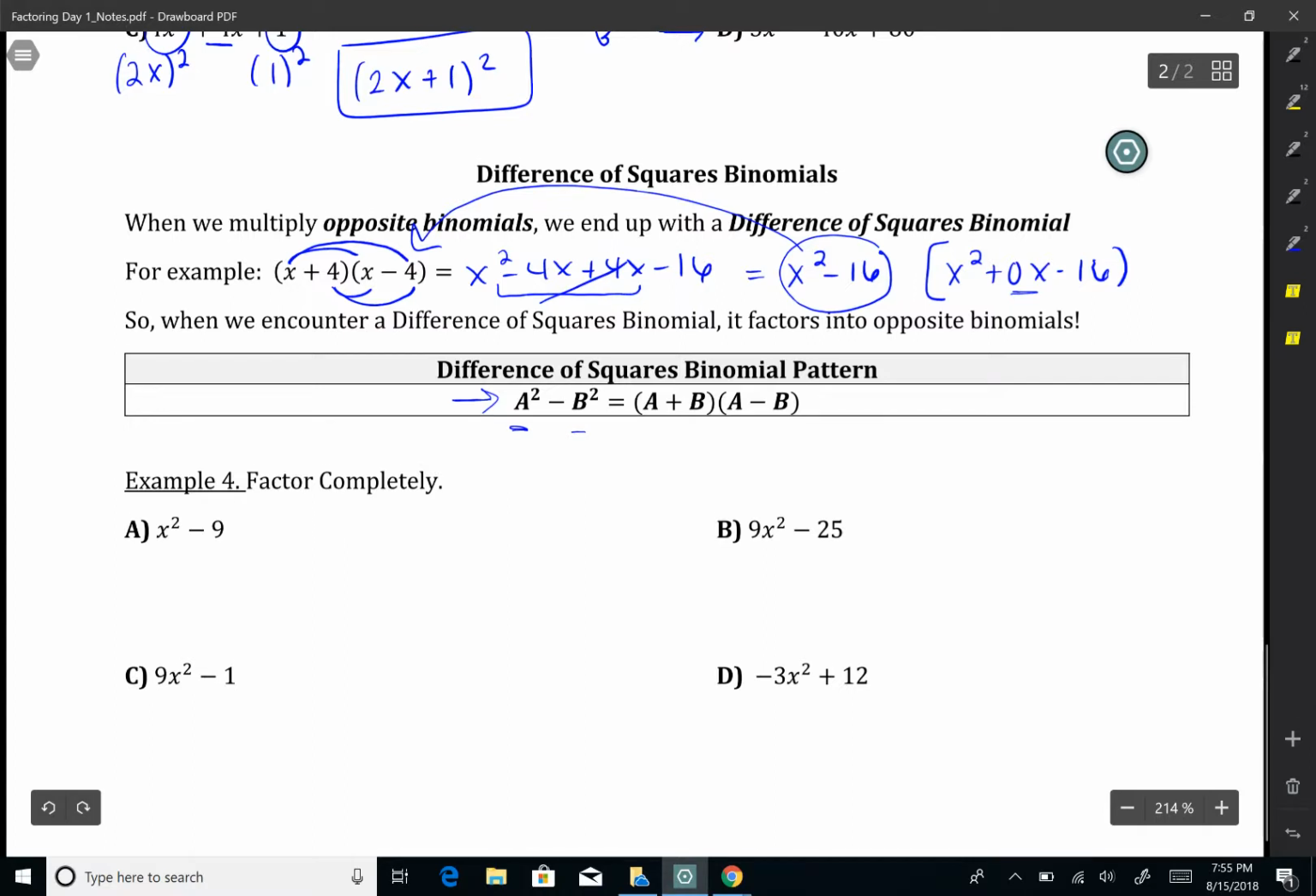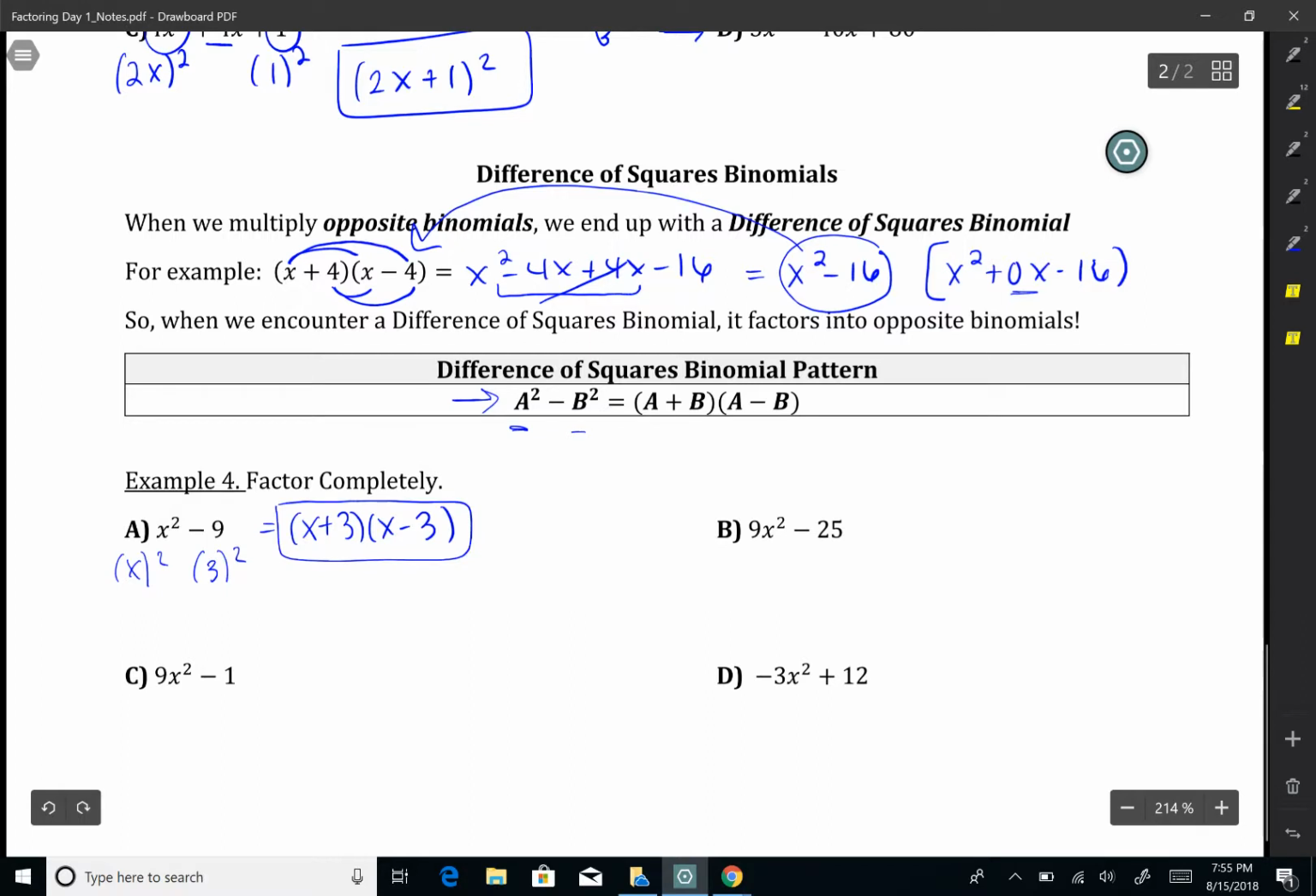All right, so letter A, x squared minus 9. Oh, x squared is a perfect square, 9 is a perfect square. We're subtracting. This is the difference of squares. So what's the square root of x squared? X. What's the square root of 9? 3. So that factors into x plus 3 times x minus 3.